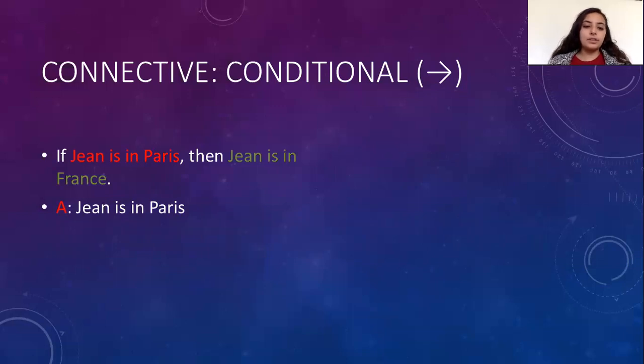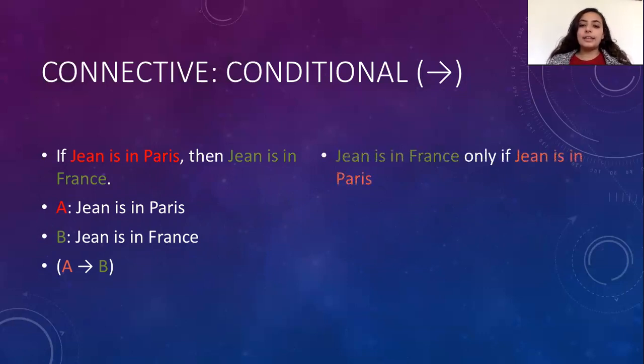We separate these two ideas out. First one is Jean is in Paris. Second one is Jean is in France. And we assign the two corresponding letters. And then we just put a connective in between them. And in this case, it's the conditional because we see an if then. Pretty simple, right? Okay, well, let's take a look at a more complicated example.